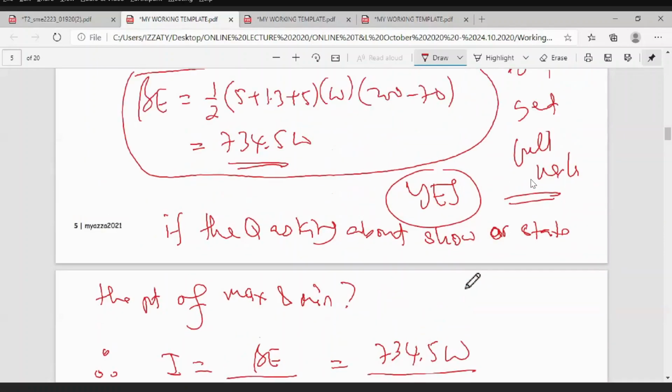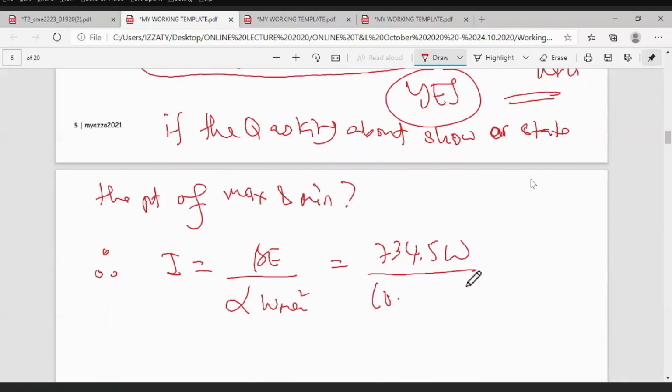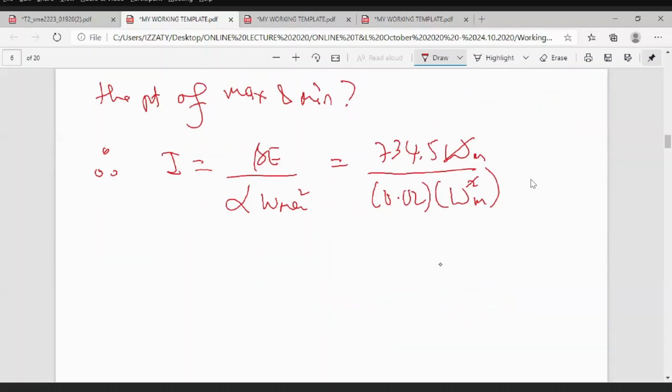Is that 0.2 or 0.02? Just 0.02. Then this one is the omega square. Of course, this one is mean, this also mean. You cancel this one, you cancel this one, and that will give you 734.5 divided by 2.02 multiplied by 2 pi by 500 divided by 60.